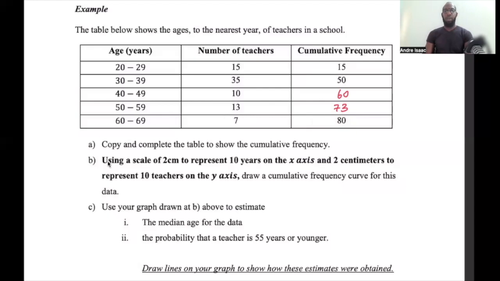Continuing, part B gives us a specific scale to use: 2 cm to represent 10 years on the x-axis, and 2 cm to represent 10 teachers on the y-axis, right? Before I deal with the graph, for cumulative frequency curves we use the upper boundary and the cumulative frequency, right? So I'm going to put the upper boundary first. So this is 29.5.